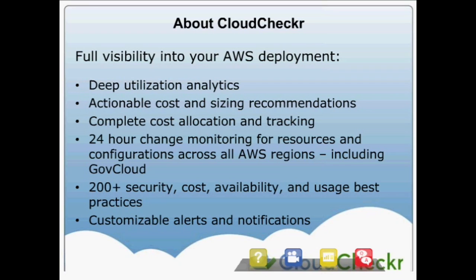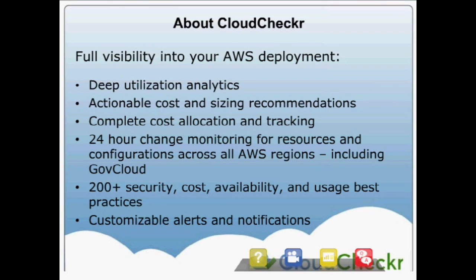So really what we're going to look at today, deep utilization analytics, really see what's going on, give you recommendations you can actually act on, allow you to track the controls and the costs that you've allocated. So you really need to be able to track exactly what's going on. CloudCheckr gives you what we call change monitoring, the ability to monitor changes in your resources across all the regions, including GovCloud, so that you can meet compliance regulations such as continuous monitoring. We have best practices across security, cost, availability, usage, and we have alerts and notifications.